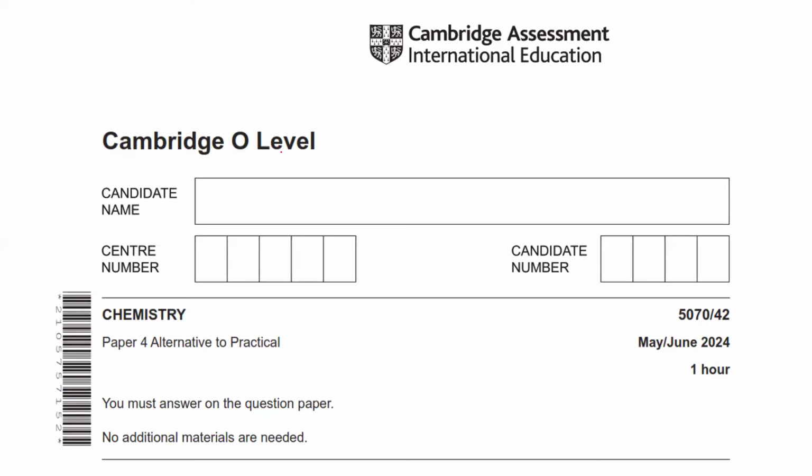Hello and welcome. This is Cambridge O-Level Chemistry Paper 4 Alternate to Practical. The subject code is 5070. This is the May-June 2024 exam, version 2 of this paper. The time given to us is 1 hour.